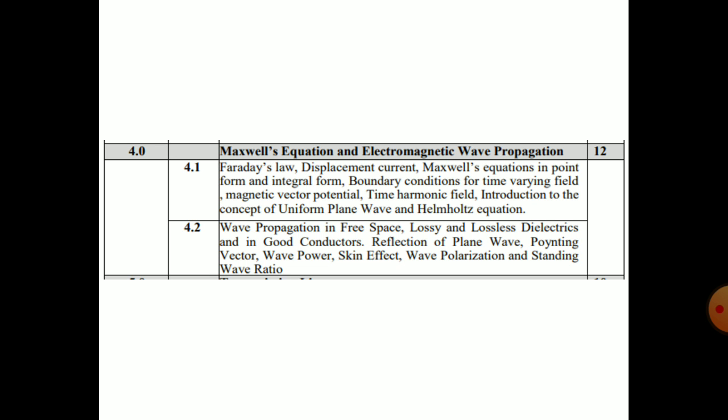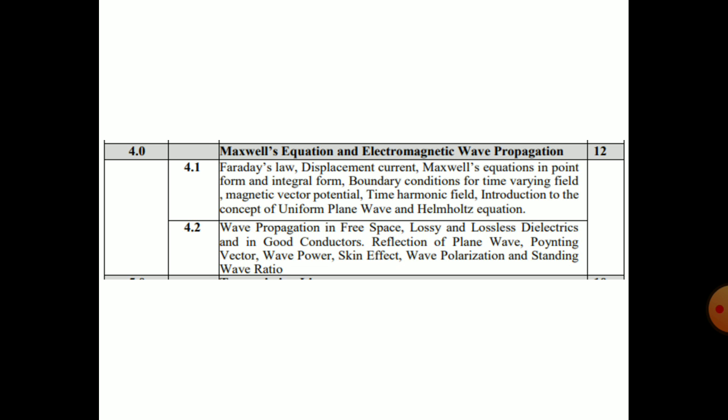Next, the magnetic vector potential for time varying fields. In the electric field we have studied the electric potential. Then in the steady magnetic field, we have studied the steady magnetic potential. Now in Maxwell's equations there is a different part, that is the magnetic vector potential, time harmonic fields, and introduction to the concepts of uniform plane waves and Helmholtz equations. So uniform plane waves we have to study.